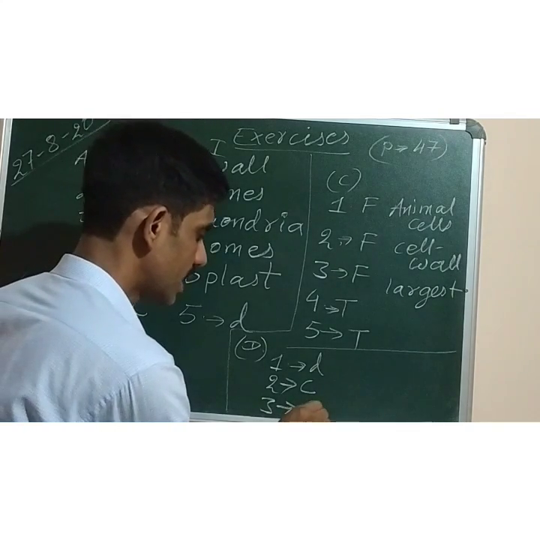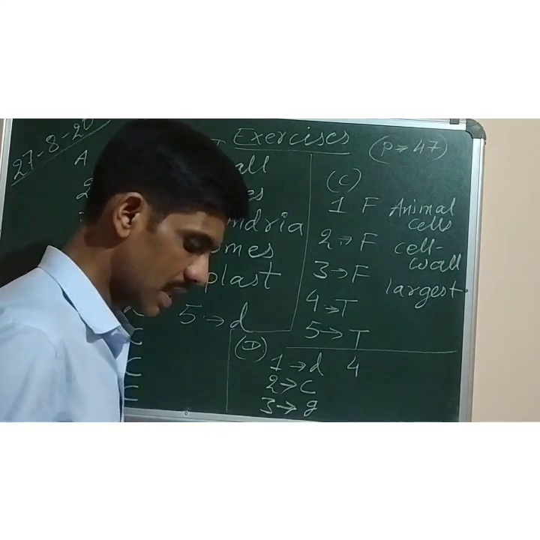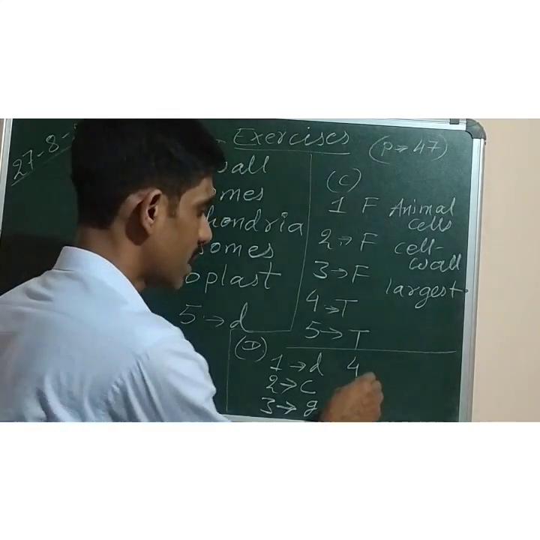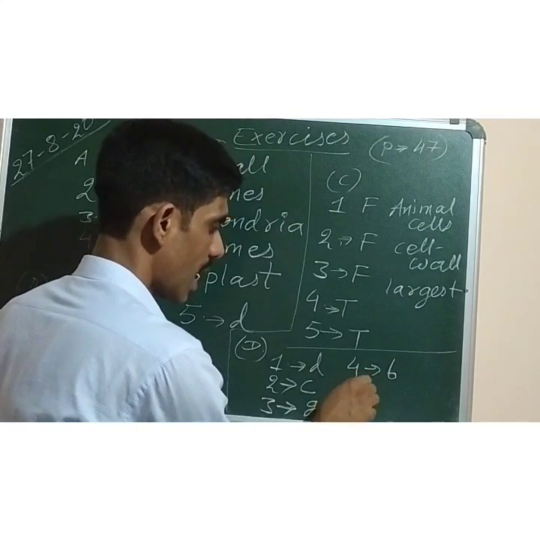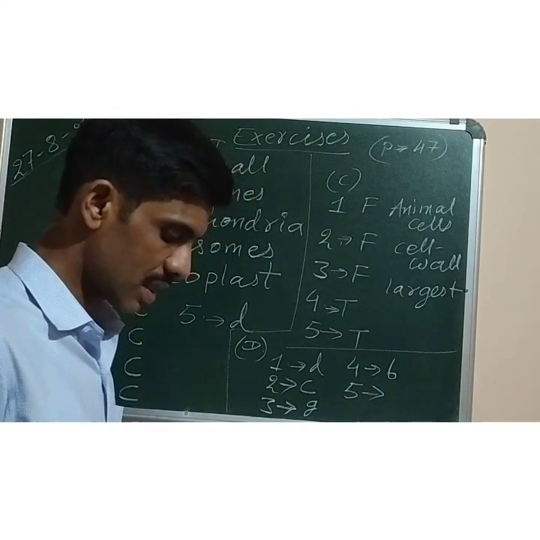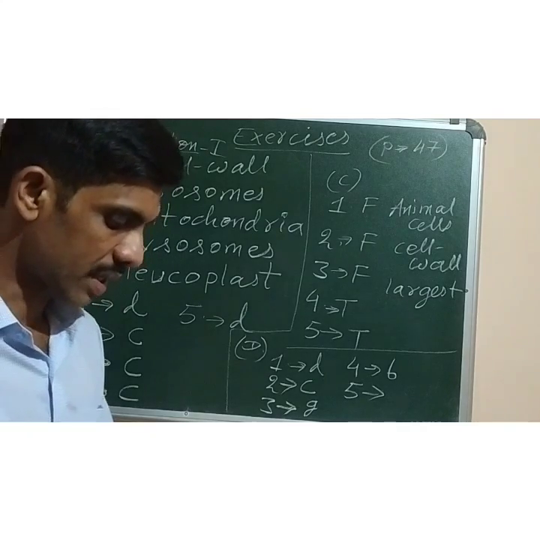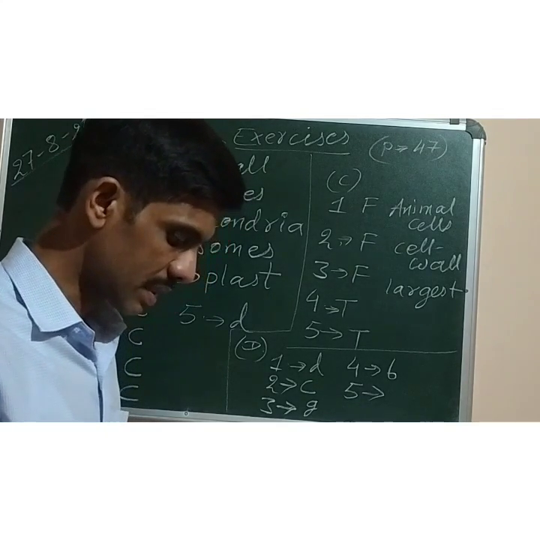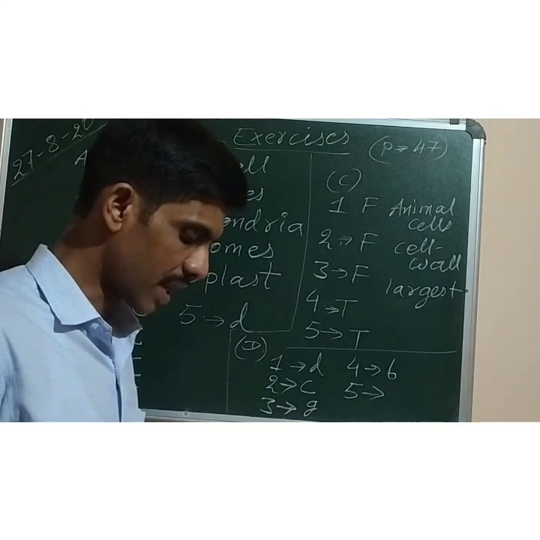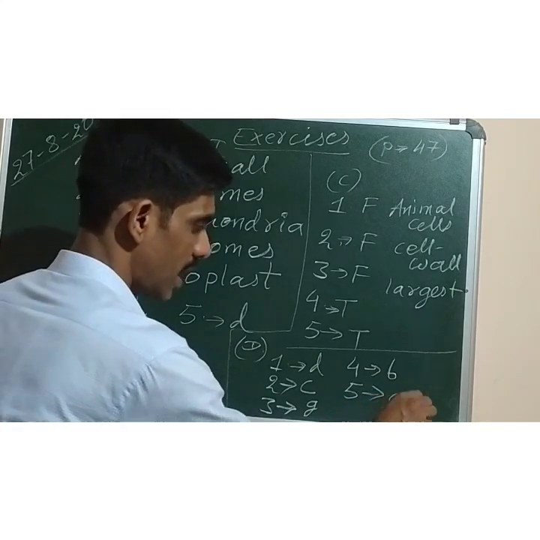That is number G. And fourth one is lysosomes. They are called suicidal bags. That is number B. And the fifth one is nucleus. And the correct answer is nucleus is brain of the cell. That is number A is correct.